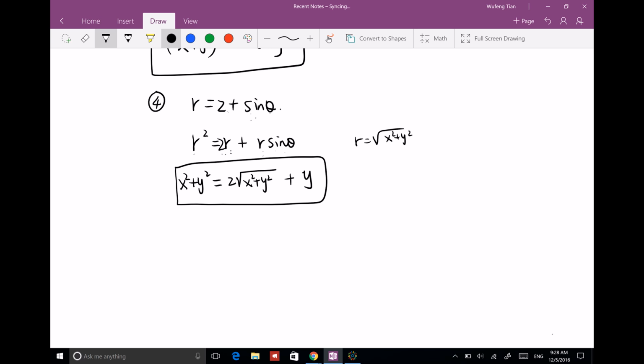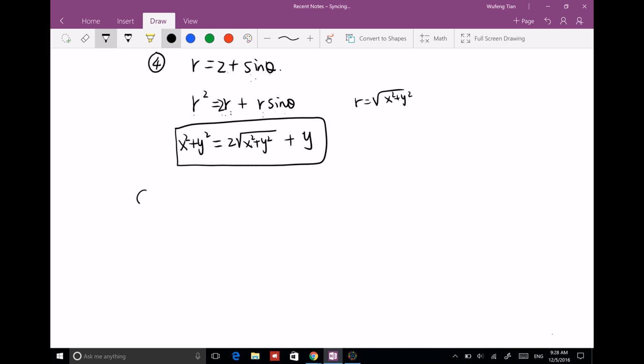So next one, we're going to convert the rectangular equation. Oh, my bad.